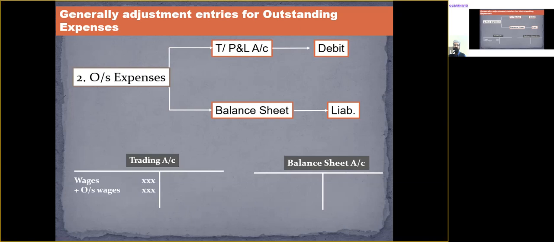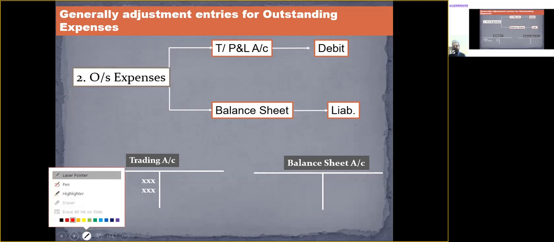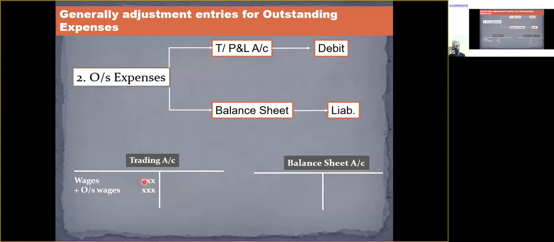Let's say there are wages, and outstanding wages are also given in the question. So we will add the outstanding wages to the amount of wages. For example, the total wages to be paid to the laborers is 20,000. Out of 20,000, we have paid 12,000 wages. So we will be writing the expense of wages in the trading account by the name of wages, right?